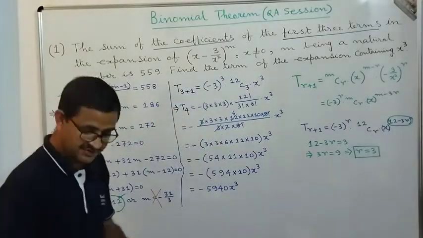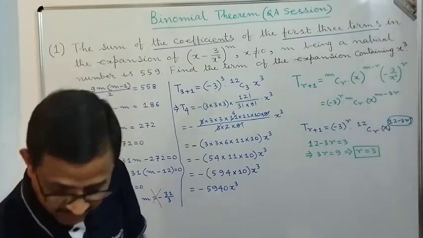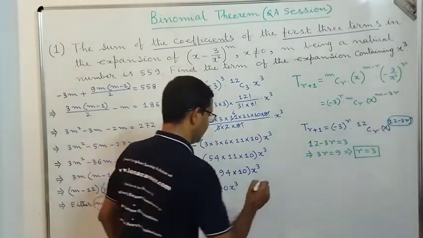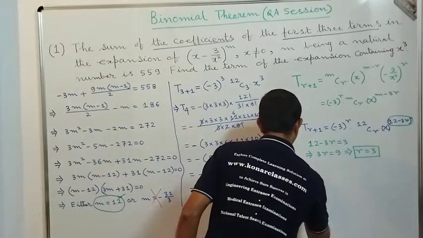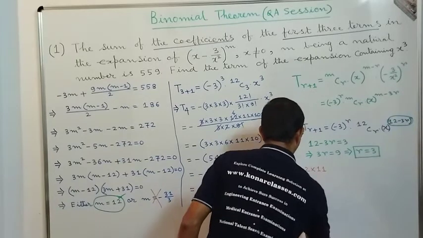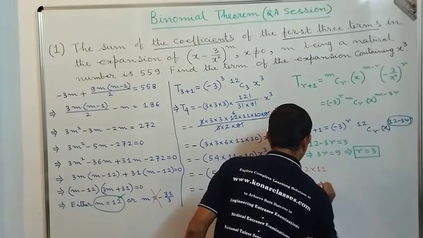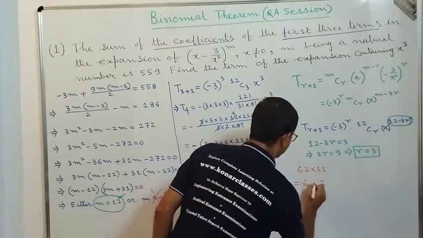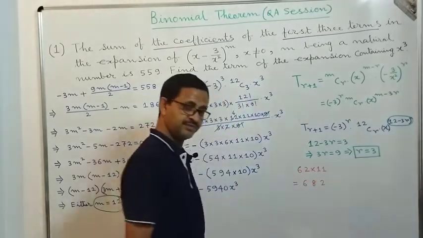So I just showed you a quick way to multiply a number with 11 and get the result quickly. Suppose you need to calculate 62 into 11. You write 6 and 2 at the two ends, and add 6 and 2, you get 8. So 682.